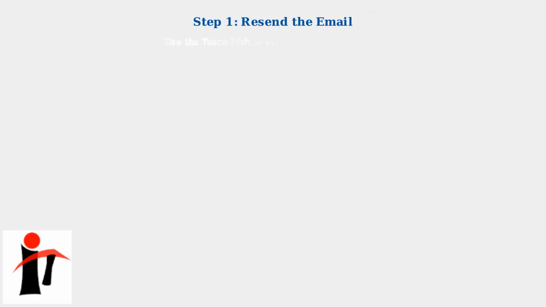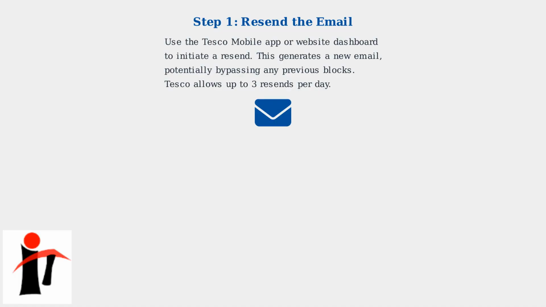To get your confirmation email, start with step 1, resend the email. Use the Tesco Mobile app or website dashboard to initiate a resend. This generates a new email, potentially bypassing any previous blocks. Tesco allows up to 3 resends per day.